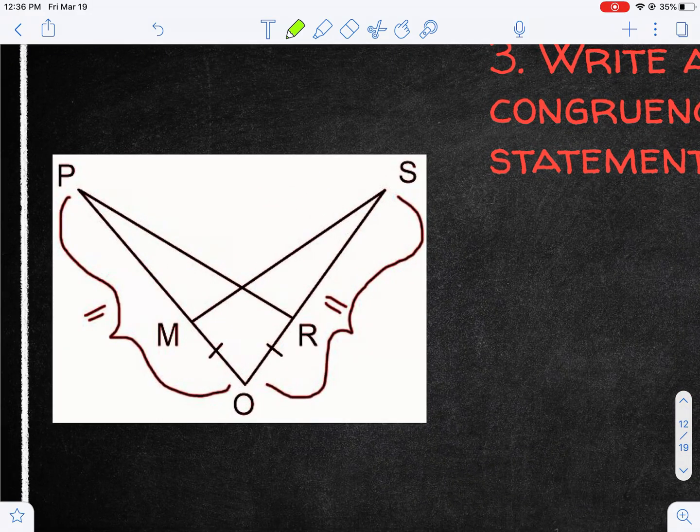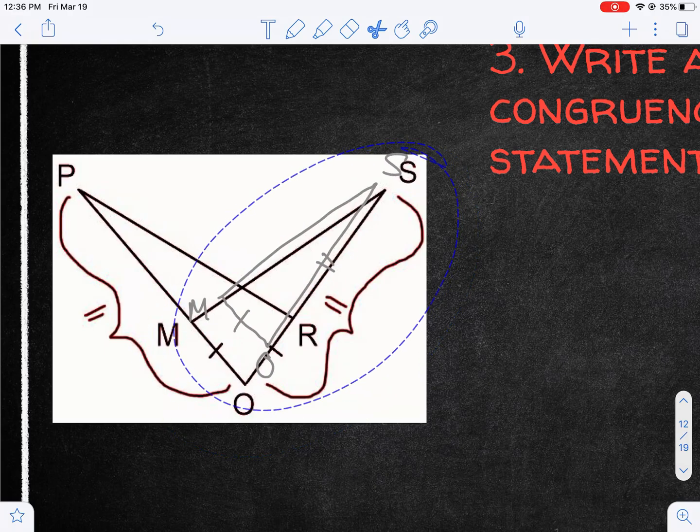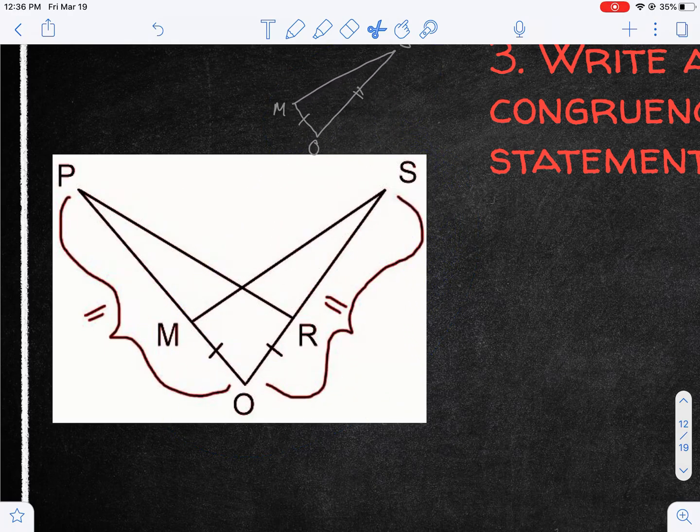Sometimes this one's hard for kids to see, so I'm going to trace over it and split them apart. I'm going to do that in gray. So I've got a triangle here. I'm going to split this one off. And I'm doing the same thing over here. I've got a second triangle that's right here. And I'm splitting this one off.